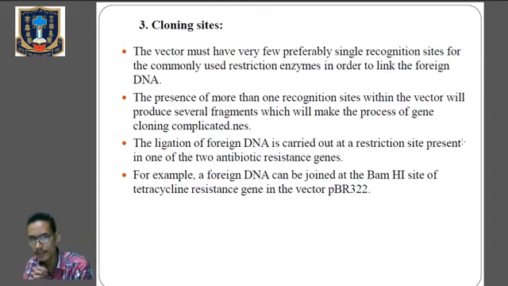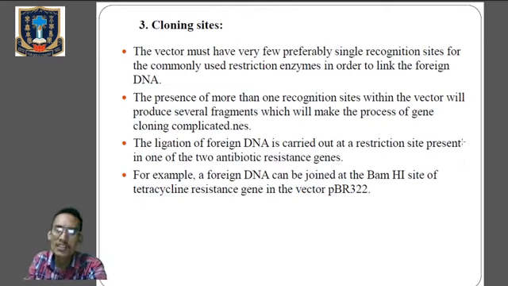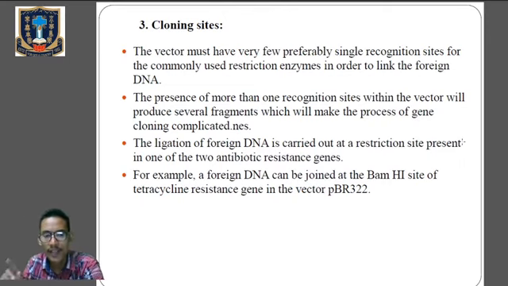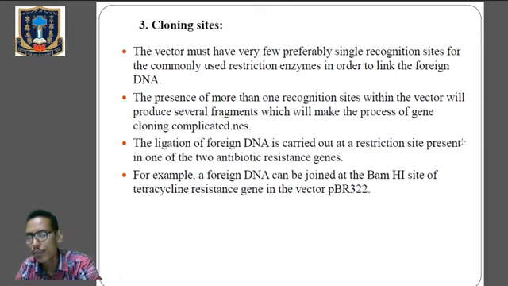The vector must have very few, preferably single, recognition sites for the commonly used restriction enzymes in order to link the foreign DNA. That means vectors must possess recognition sites which will be used by the restriction enzymes to link the foreign DNA. The presence of more than one recognition site in a vector will make the process a little bit difficult. Why? Because there will be production of multiple or several fragments, which will make the process of gene cloning complicated.